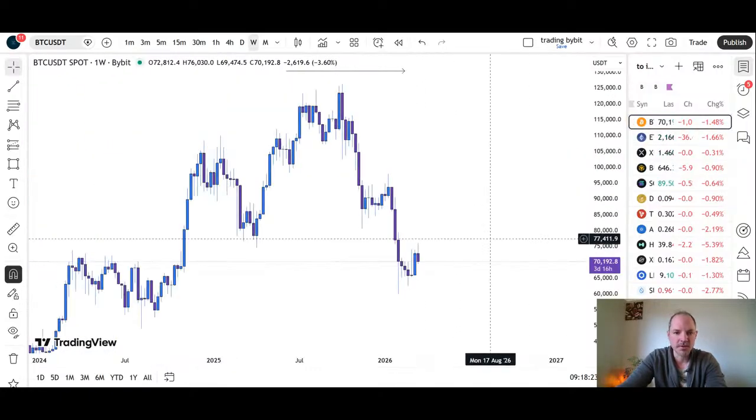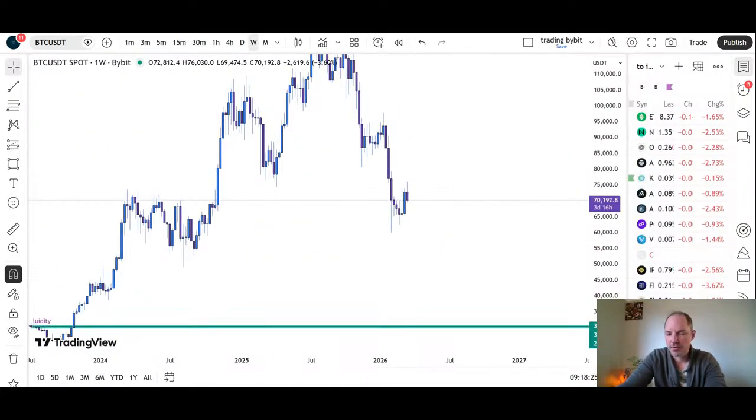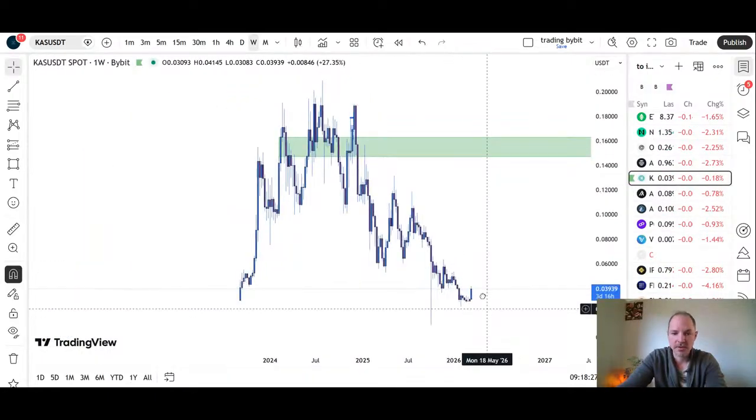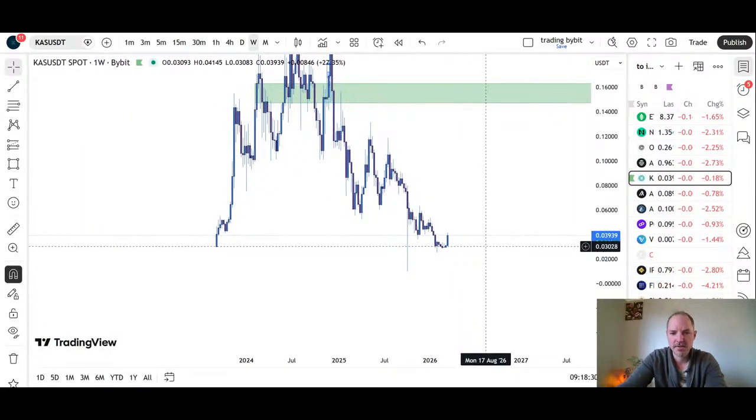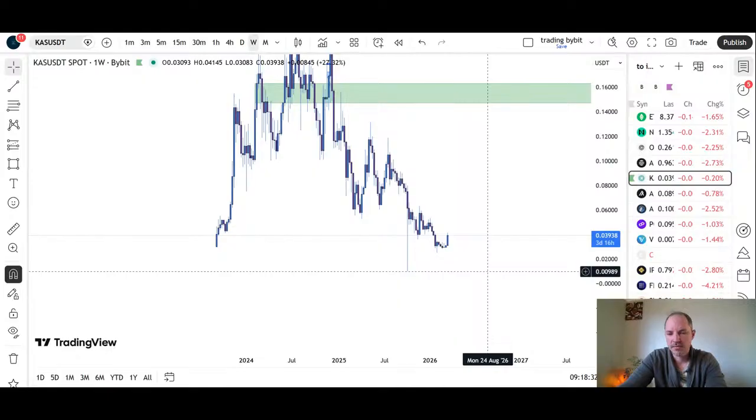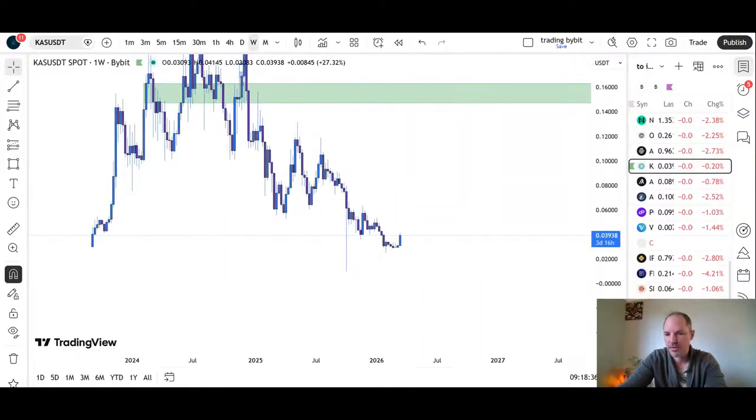So I'm still accumulating Bitcoin at the moment. What am I accumulating too? I'm accumulating Kaspa at the moment. I hope we get a small drop further down. If we can go one more time below that 1 cent, I will definitely start accumulating this one again.